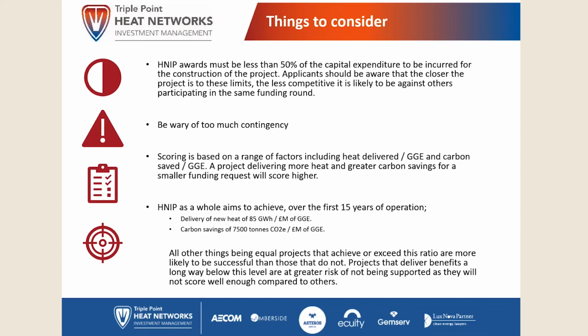Our scoring criteria is based on a range of factors. So we look at the heat delivered divided by your gross grant equivalent and your carbon saved divided by gross grant equivalent. So the way we like to describe this, a project that is delivering more heat and greater carbon savings for a smaller funding request will score higher than others, and therefore is more likely to be successful in the funding round.